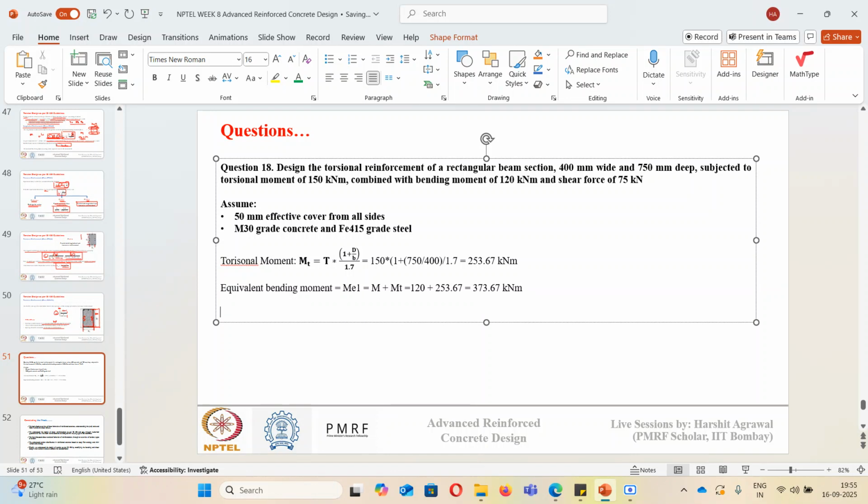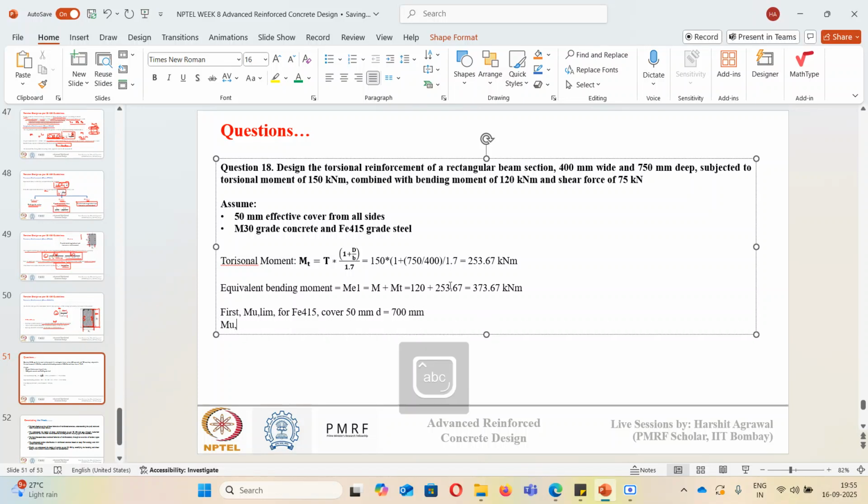How will we design? The first step will be to check Mu limiting. For Fe415 grade, I will assume a cover of 50 mm, if it is not given in the question. So my d value will be 700 mm. For this, when you calculate Mu limiting, it will come out to be 676.2 kilonewton meter. Since my Me1 is less than Mu limiting, it is an under-reinforced section for which I will design.